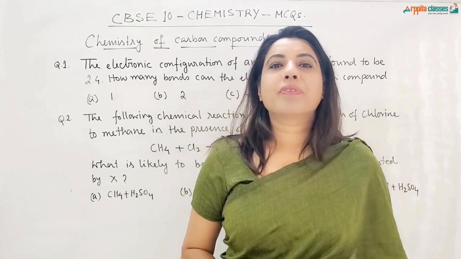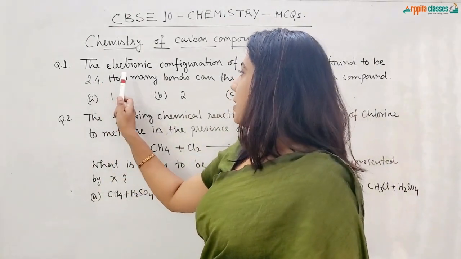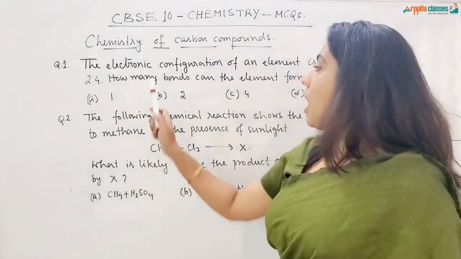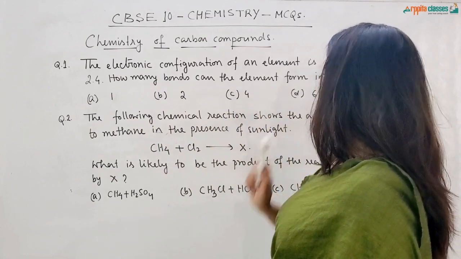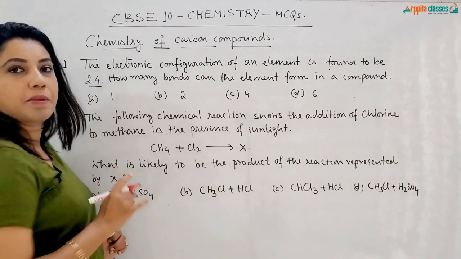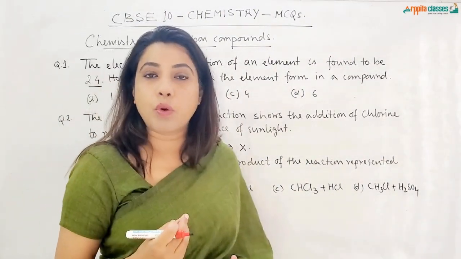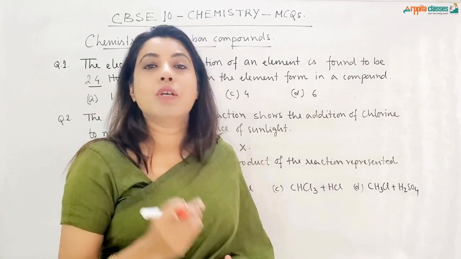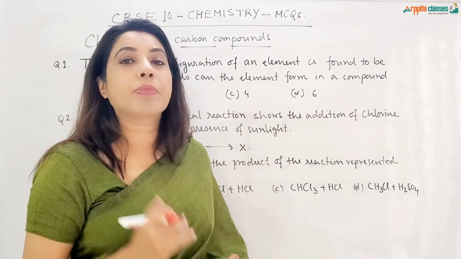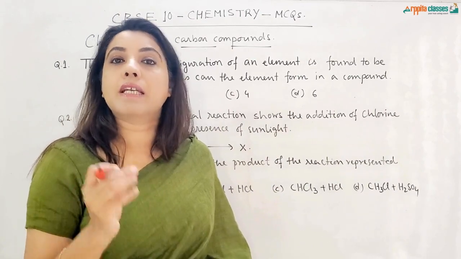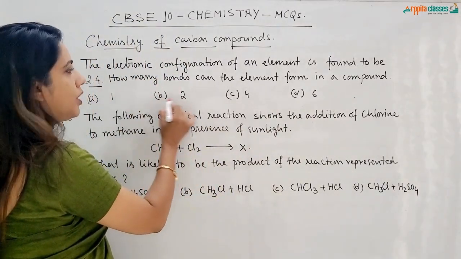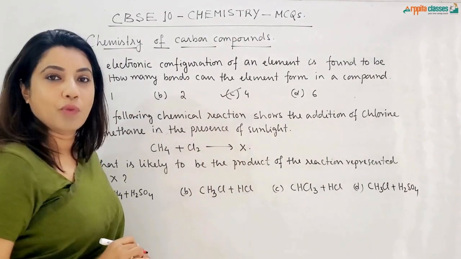Let's get started. The first question says, the electronic configuration of an element is found to be 2.4. How many bonds can the element form in a compound? If the electronic configuration is 2.4, that means this element needs another 4 electrons to complete the octet. So the valency of this element is 4. And what is the meaning of valency? The combining capacity. That means it can form 4 bonds with other elements. So the options are 1, 2, 4 and 6. The right option is 4.